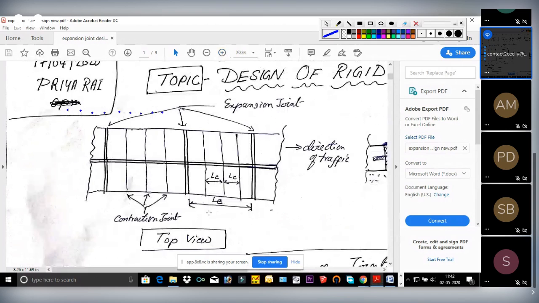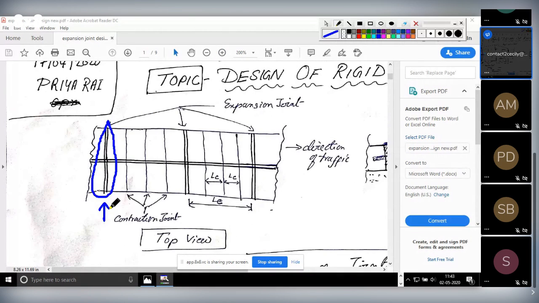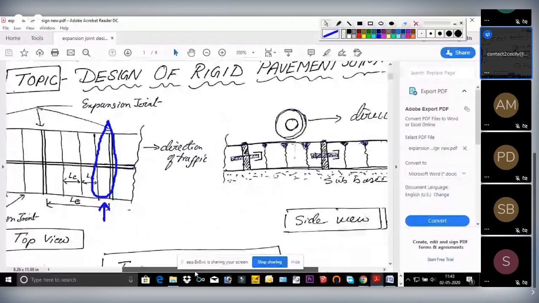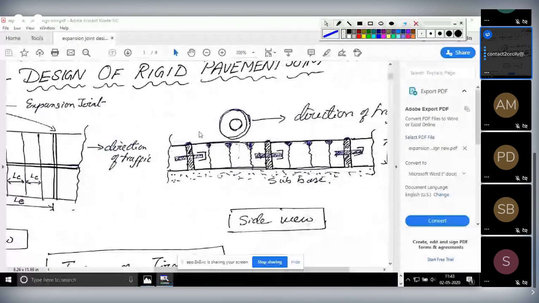If we see this transverse joint from the side view, it looks like this. This one is the transverse joint.